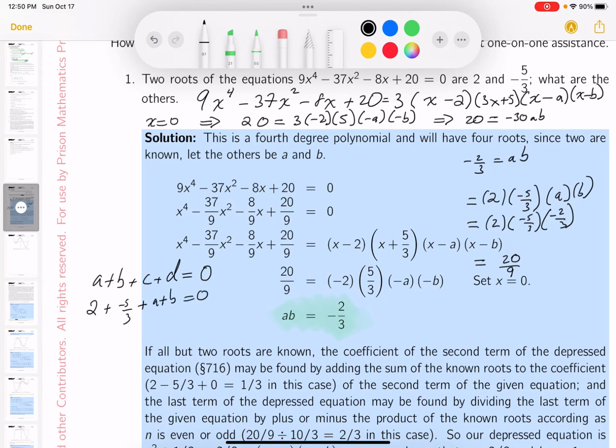Well, let's see if we can do that. What do you get? Well, 2 plus minus 5/3. Let me write that down for you. I'm sorry, why am I saying 6? I got to erase that. That's crazy talk. It's 3, isn't it? Sorry about that. I'm thinking 3 times 2 is 6. So let's see, 1/3 plus A plus B equals 0.